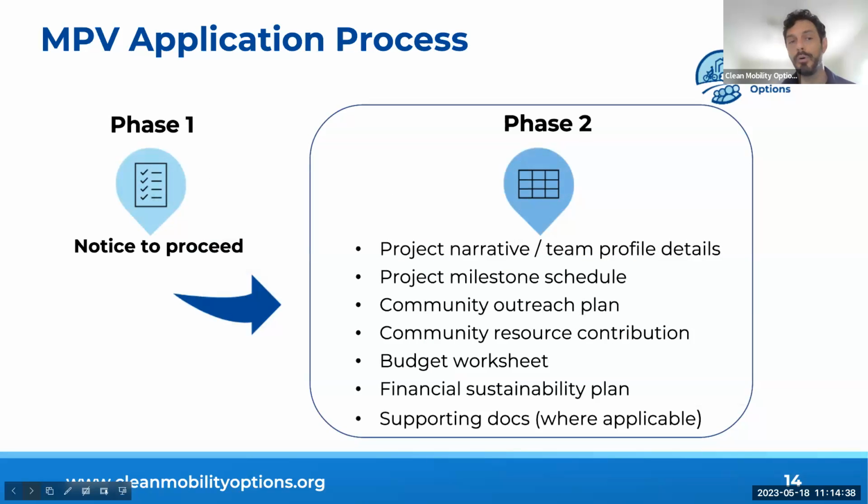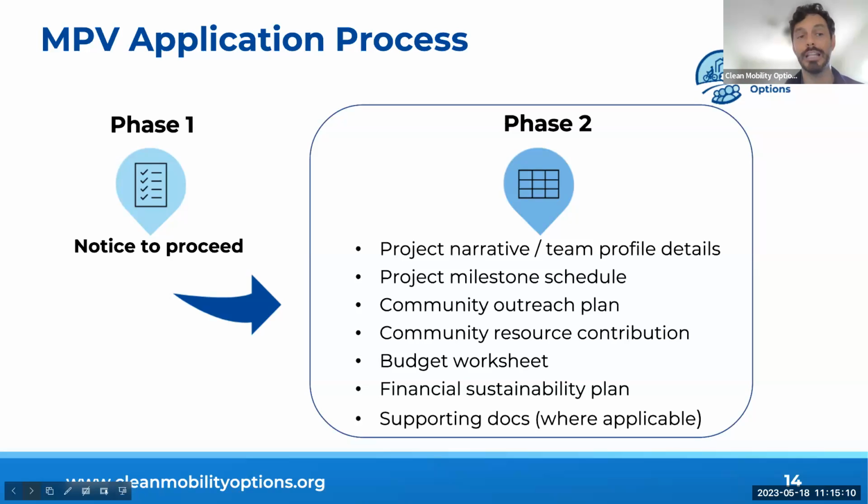Now let's break down the Mobility Project Voucher application process in Phase 2. As you have advanced to this stage, it's time to focus on the core components of your application. So here's a brief overview of what you need to consider. First, give special attention to the project narrative and team profile details. This section allows you to provide a comprehensive overview of your project, including its objectives, implementation strategies, and the team members involved.